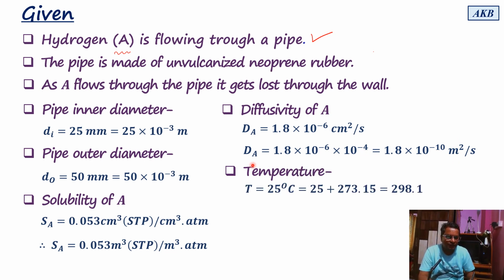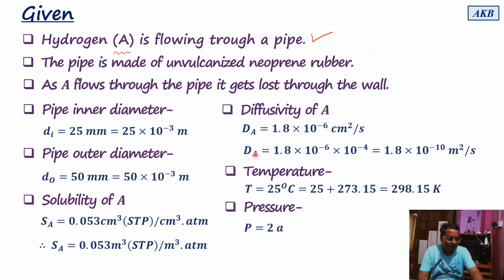Then temperature is given to us. Temperature is 25 degrees Celsius, and we are going to convert it to Kelvin. So how to convert that? Just add 273.15. So 25 plus 273.15 is 298.15 Kelvin.